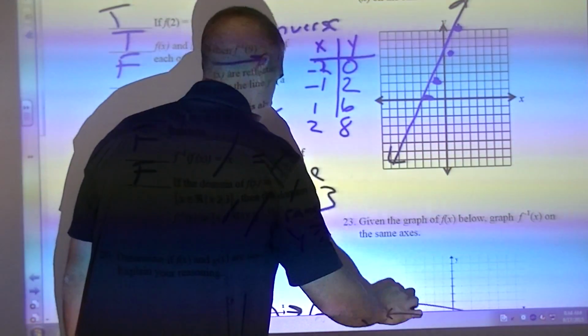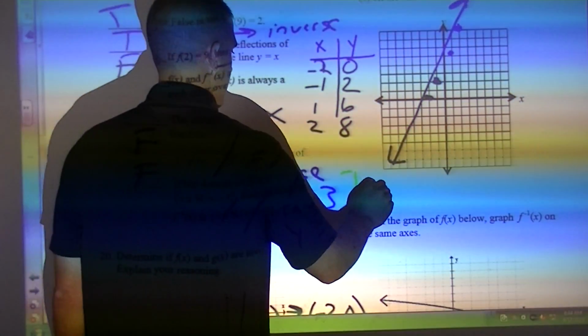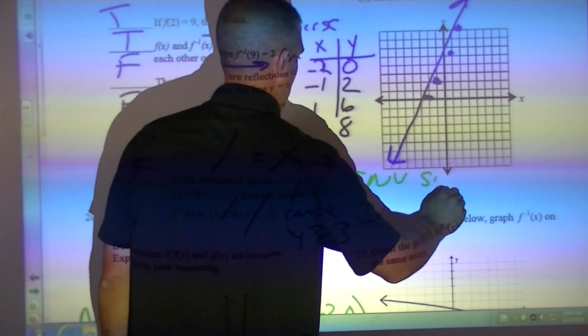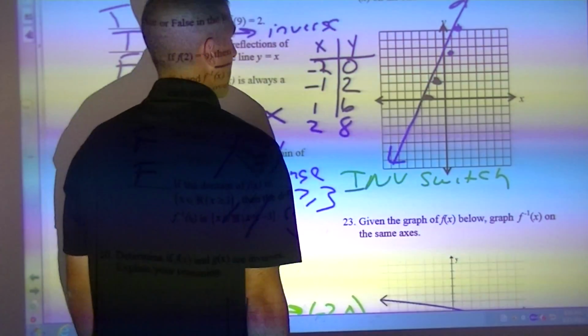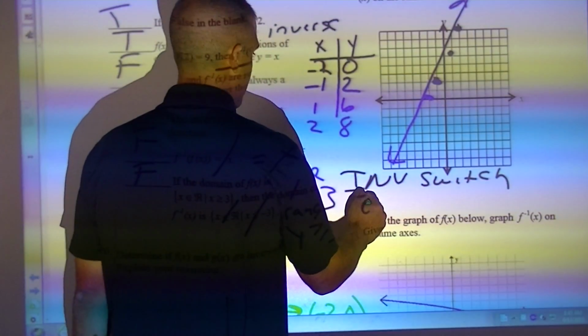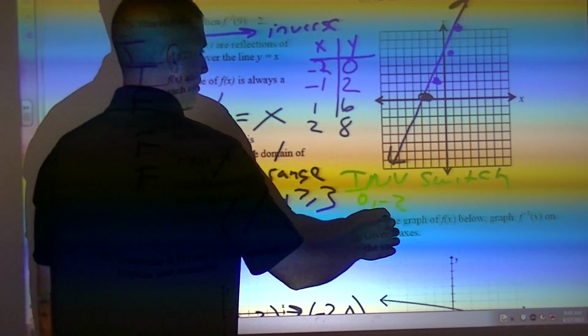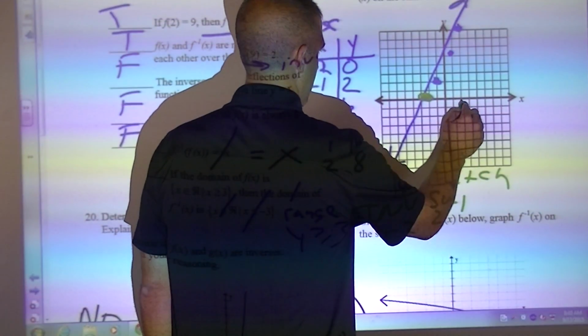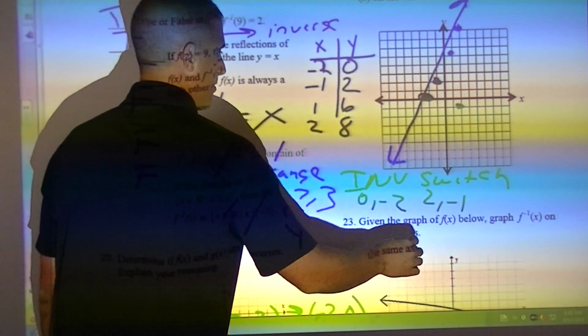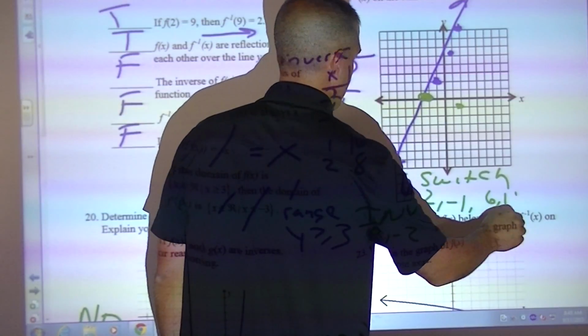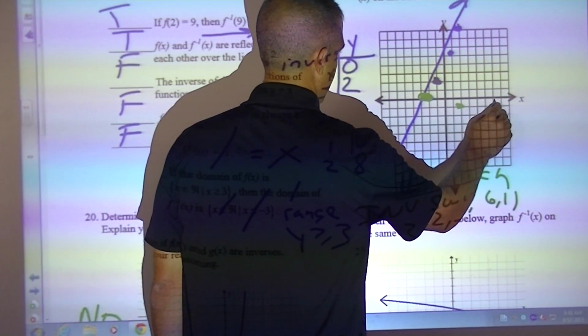The inverse: you switch all of the x's and y's. So what I would do is 0, negative 2, which would be right here. It would be 2, negative 1, which would be right here. It would be 6, 1.